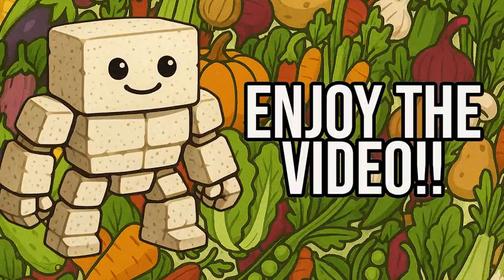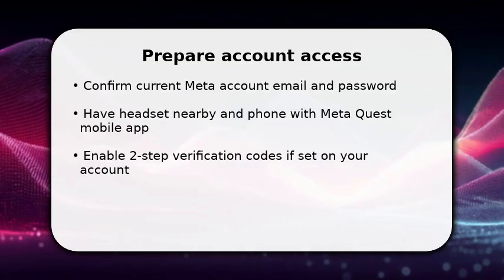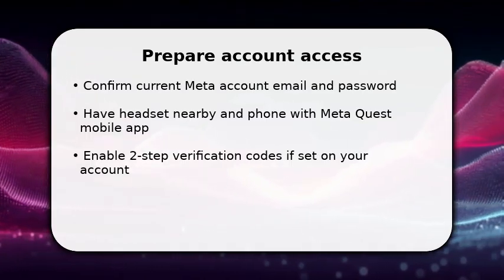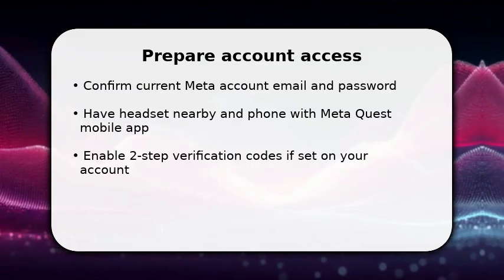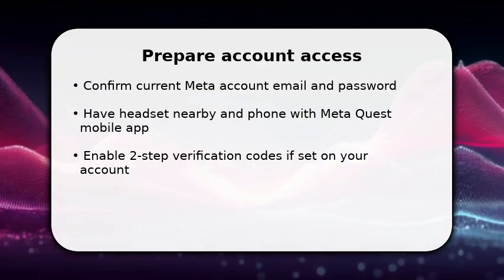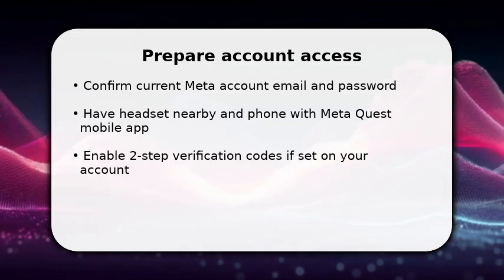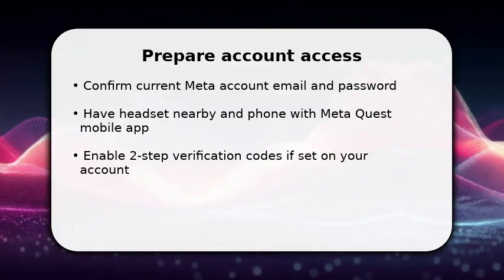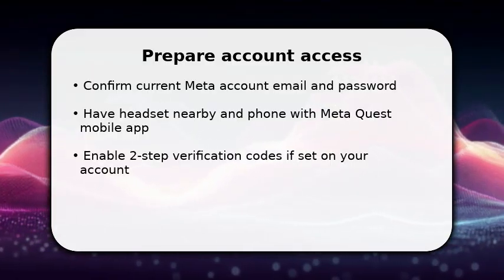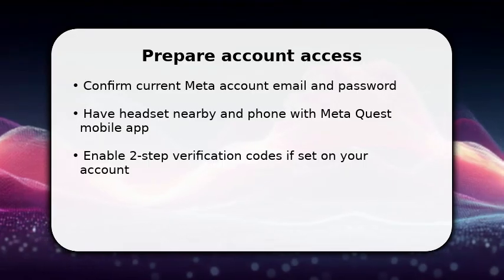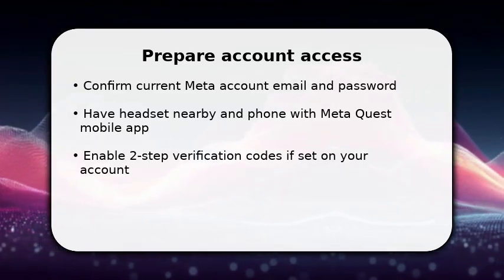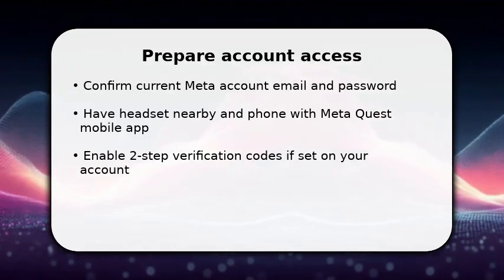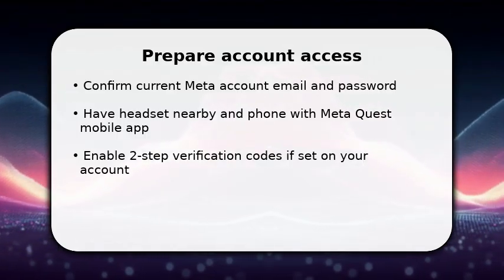Please enjoy the video. You start by confirming you can sign into your Meta account. That prevents lockouts later. Once done, open the Meta Quest mobile app and keep your headset nearby for any device prompts. Make sure two-step verification codes are accessible, either via Authenticator app or SMS, because changing primary contact can trigger additional verification. If you manage multiple accounts, pick the correct one now. This initial verification saves time and avoids account conflicts.